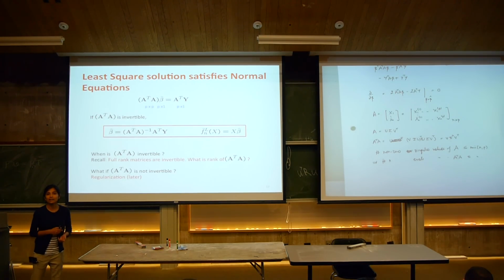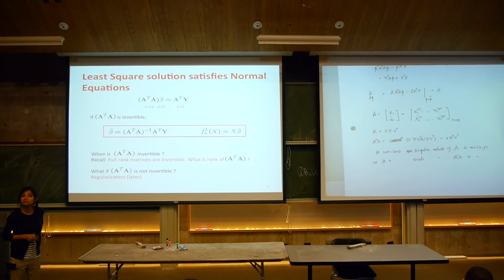So, getting back to when is A transpose A invertible? We know that its rank has to be less than the minimum of n and p. When is it full rank? For A transpose A to be full rank, what should be its rank? P, right? It's a p by p matrix. For it to be full rank, its rank should be p. But we know that its rank is less than the minimum of n and p.